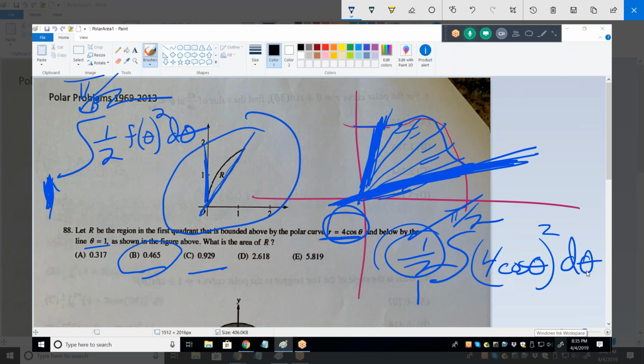Yeah, 1/2, math 9, 0, 2, 1. It's a tricky one to plug in because you have to get all your parentheses right. So 1 to pi over 2 of 4 cosine theta all squared d theta. 0.465. There you go.